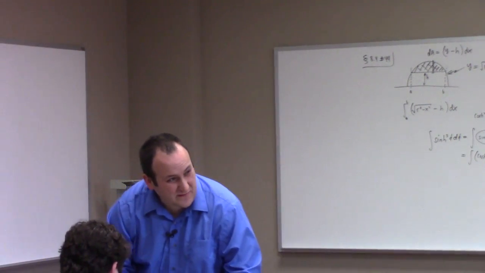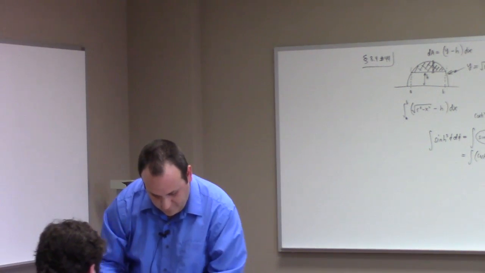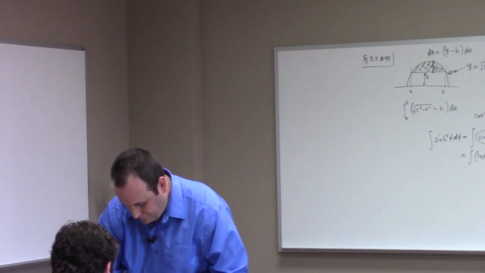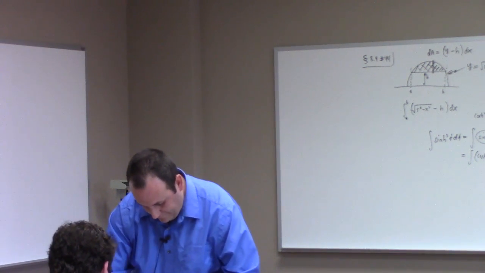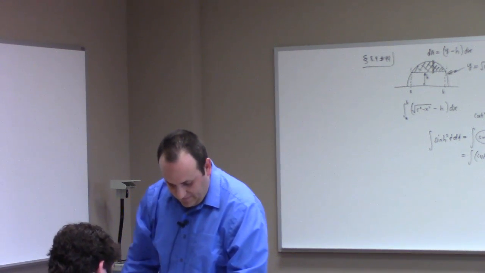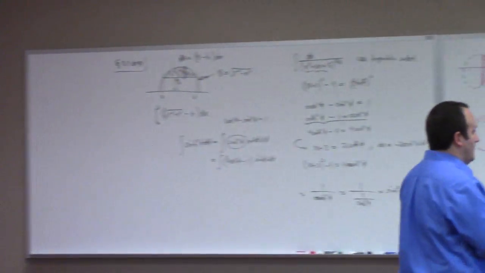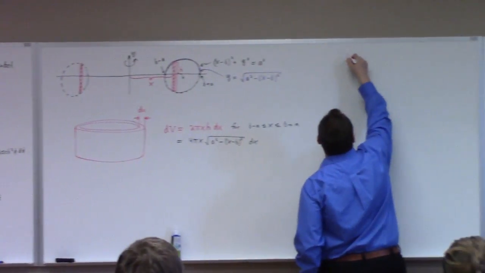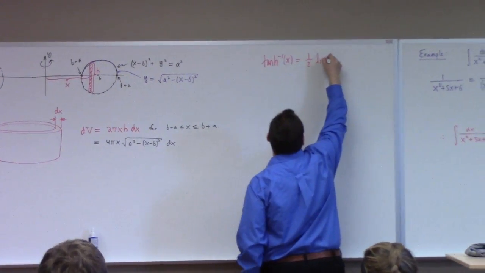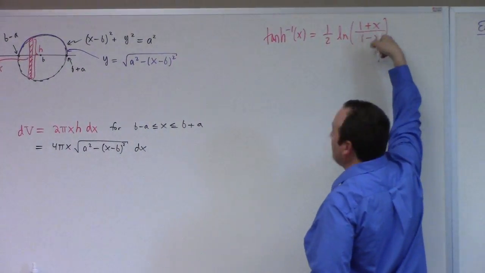What was the relation of inverse hyperbolic tangent and natural log back in, oh, thanks. The inverse hyperbolic tangent of x is 1/2 natural log of 1 plus x over 1 minus x. Did I get it right?